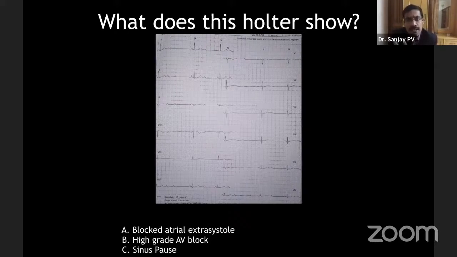So this was at 9 p.m. when she was awake and probably just had her dinner, and she was just walking. So I want you to tell me what have I encircled? Is that a blocked atrial ectopic? Is that high-grade AV block? Or is that a sinus pause?